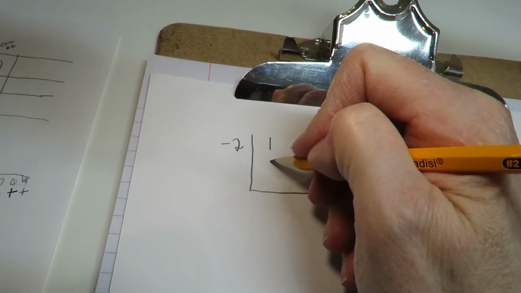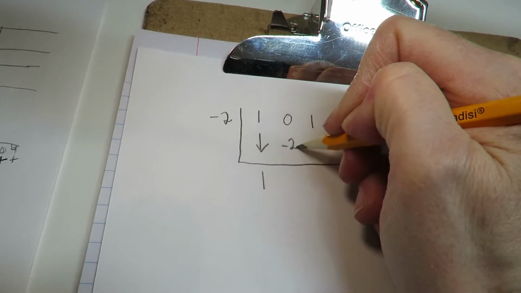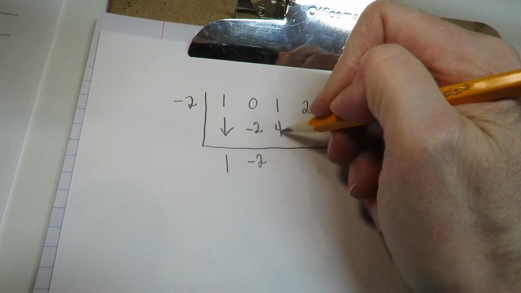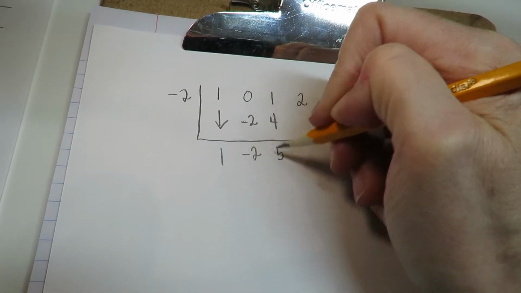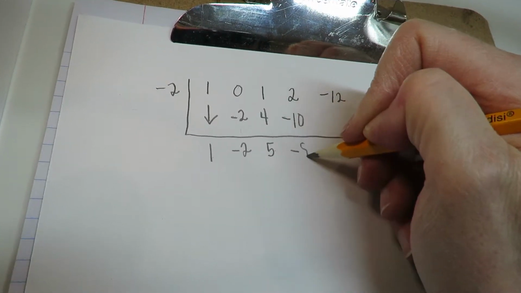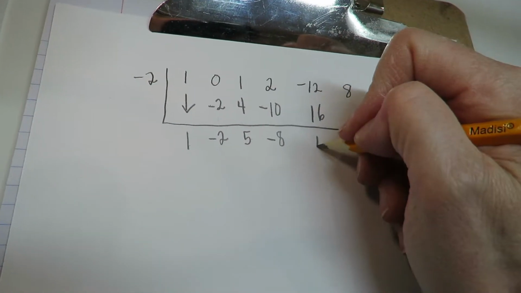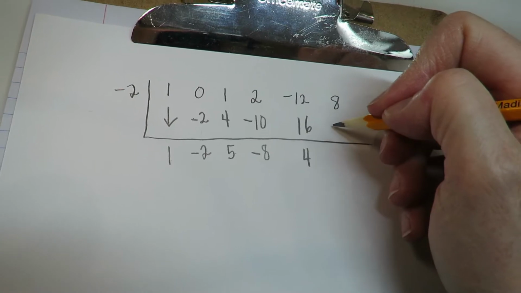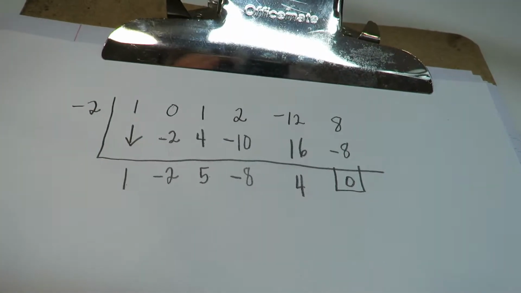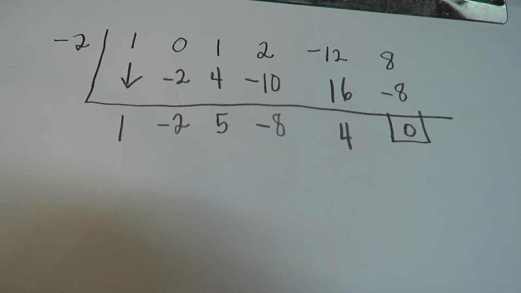I'm going to be a little more careful this time. Let's see, so this is a 1. This is a -2. Add, this is a -2. Multiply, a +4. This is a 5. This is a -10. This is a -8. This is a 16. This is a 4. Oh, we got it. Okay, great. So remember, you've picked correctly when your remainder is 0.